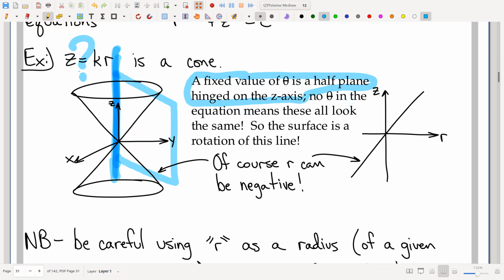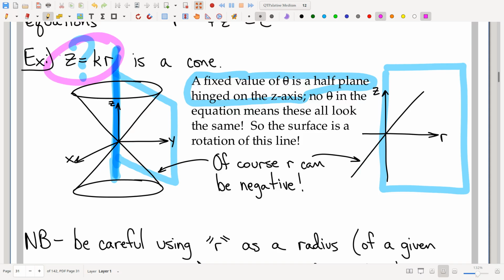Right? So in any one of these half planes, the relationship between z and r is pretty easy. Z is just a multiple of r. So in all of these half planes, I get the same cross section.